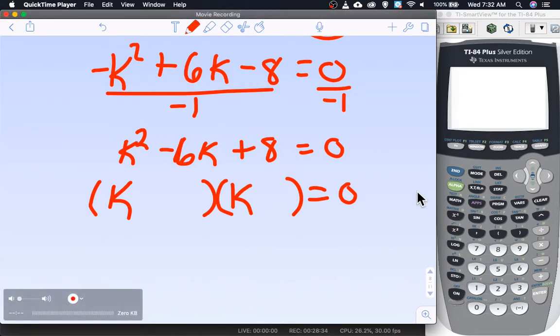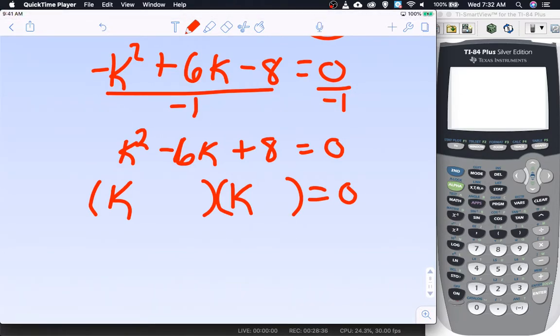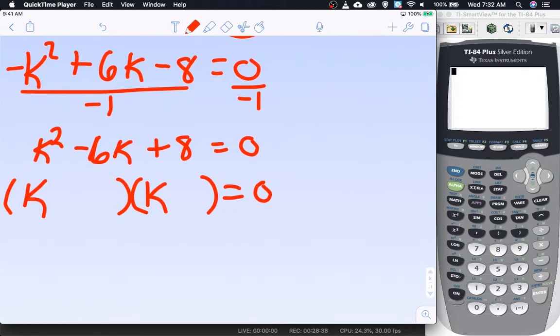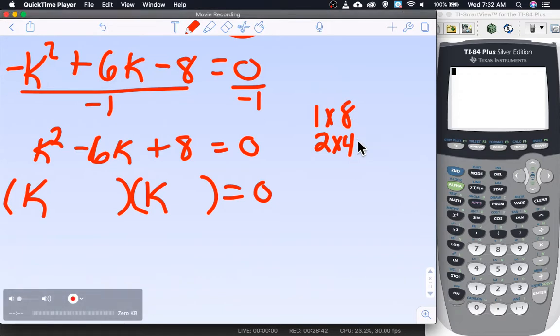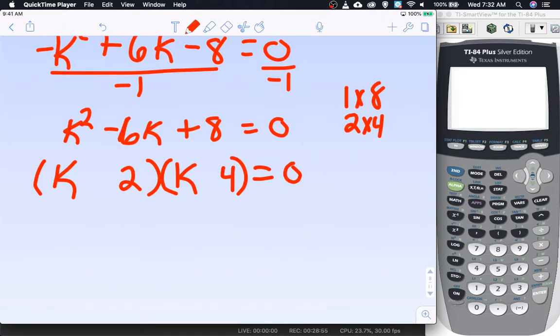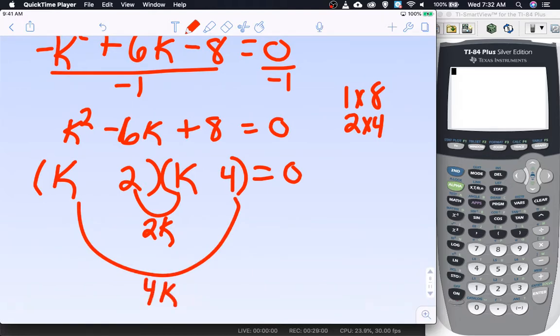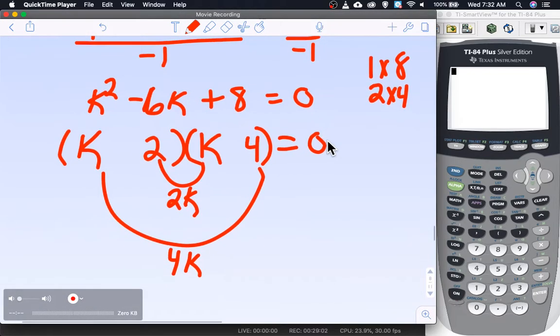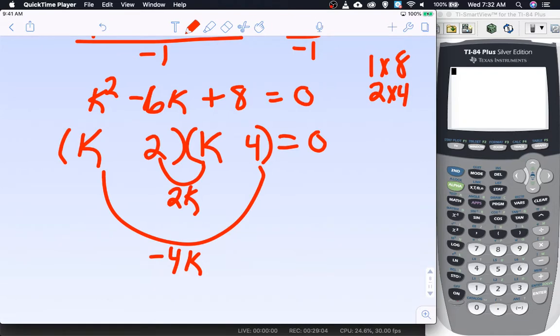So then, let's see. Factors of 8. I could do it over here, I guess. 1 times 8, 2 times 4. They all multiply to give us 8, but which pair of those also add or subtract to give us 6? Yes, the 2 and the 4 do. 2, 4. Now we got to get our signs right. That's a 2k. That's a 4k. To make a negative 6, we would need that to become a negative 4 and a positive 2.